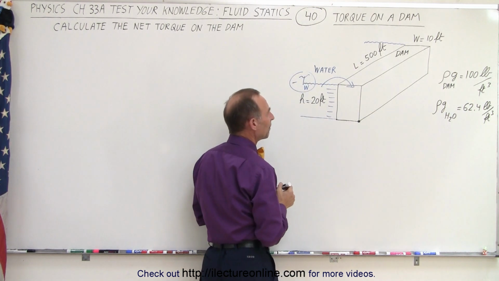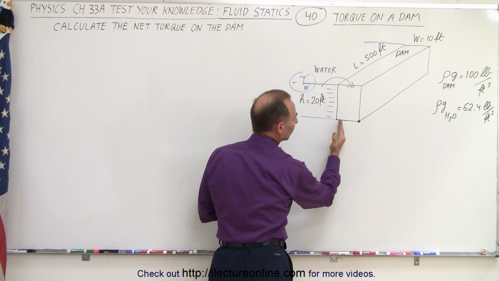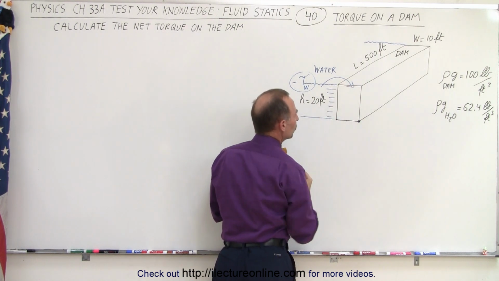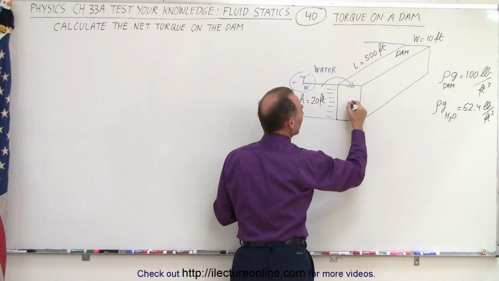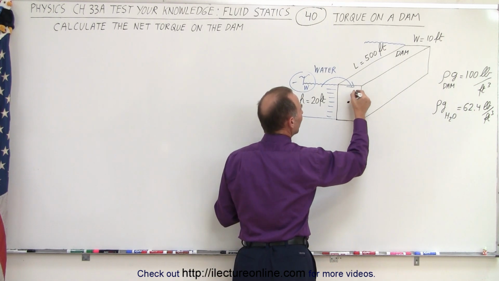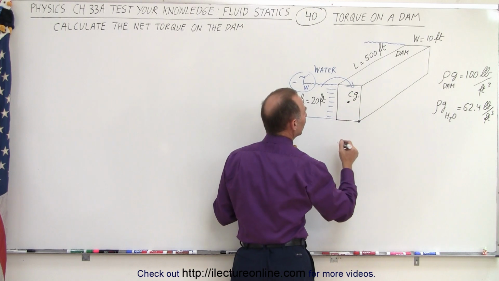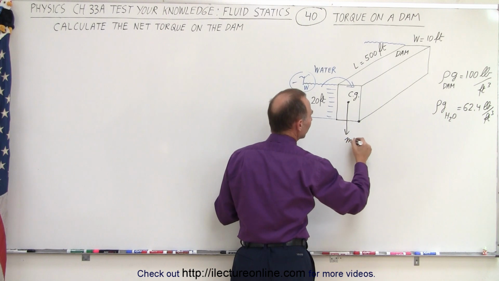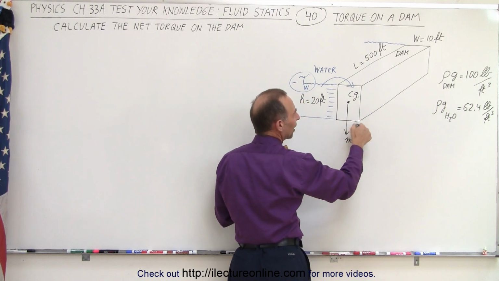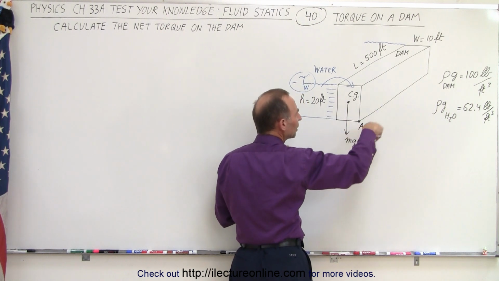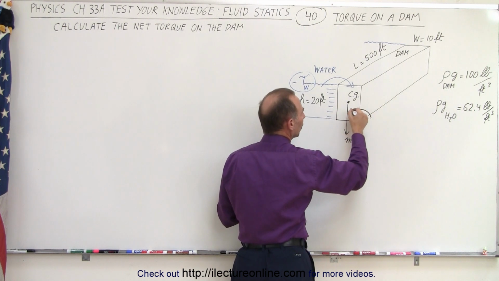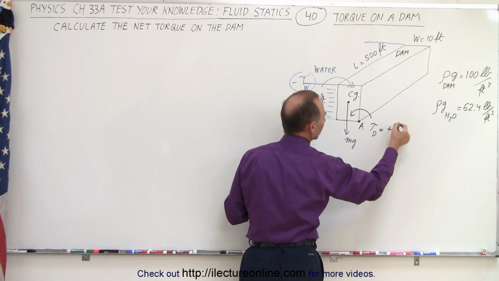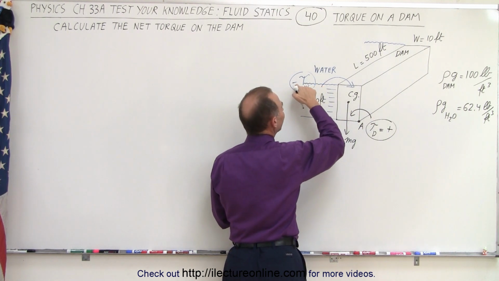What about the torque of the dam? Well, notice that the dam has the same weight for any slice of the dam. It doesn't change at all. So we can assume that the weight acts at the center of gravity, CG. All the weight is pulling down, so that would be the mg of the dam. And notice, based upon this being the rotation point, that will give it a counterclockwise torque. So the torque of the dam is a positive torque, where the torque of the water is a negative torque.